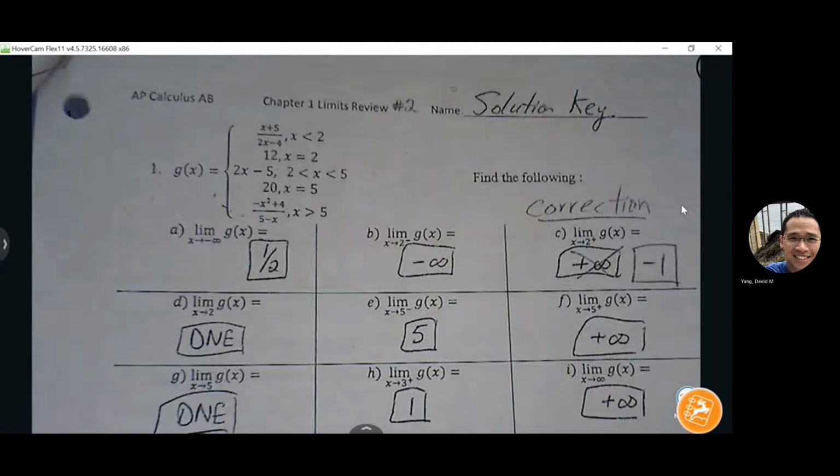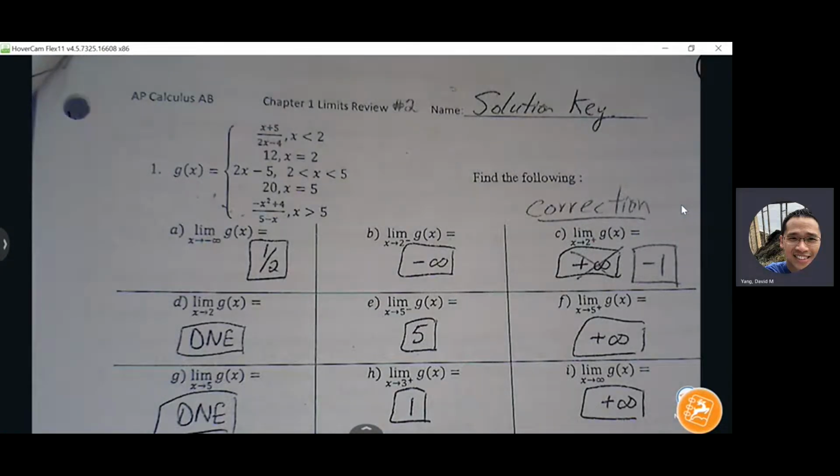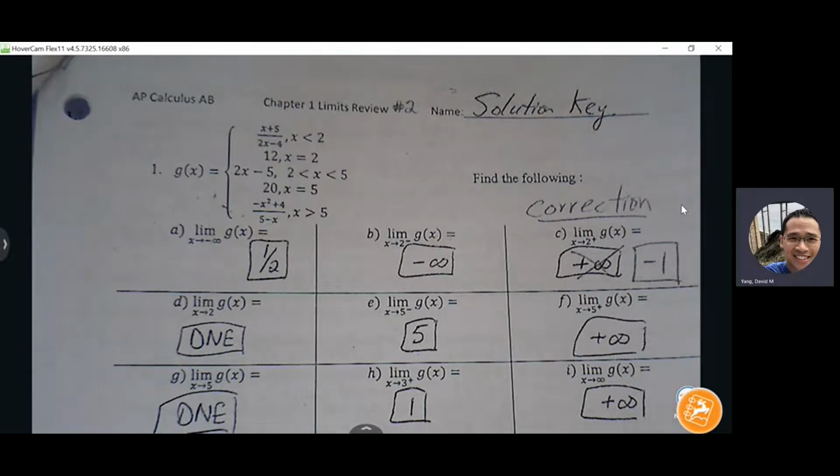I will also enter in the grades. I have all the quizzes graded. I just have to enter them into the grade book, and then I'll hand your quizzes back to you on Monday. So we'll do review worksheet 2.